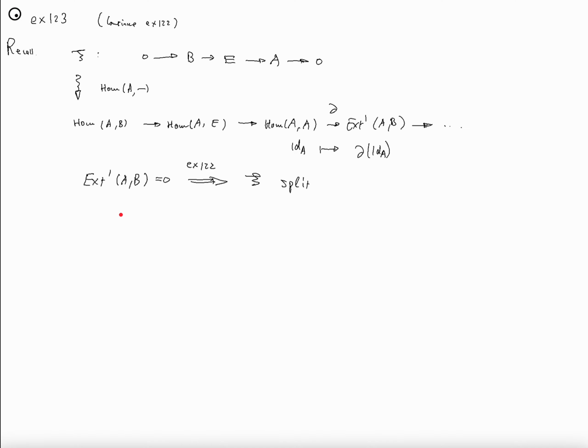More, we have proved that we call this the obstruction of C. So this depends only on the equivalence class of C, the equivalence class as extension of A by B.